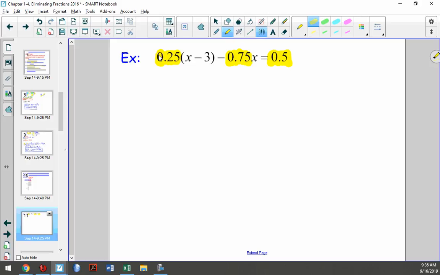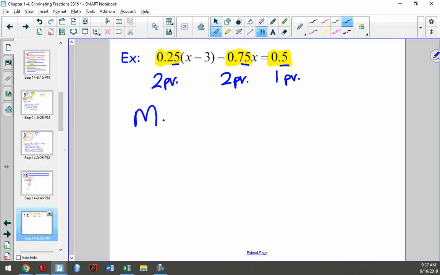I want you to find the biggest place value, okay? I should say the largest number of place values in the problem. So this has 2 place values. This has 2 place values, and this has 1 place value. Do we all understand that? Because this is the tenths, this is the hundredths, this is the hundredths, and this is the tenths. So we're going to move this over 2 decimal places. Move to the right 2 decimal places.